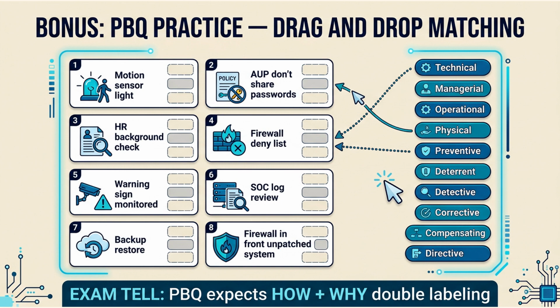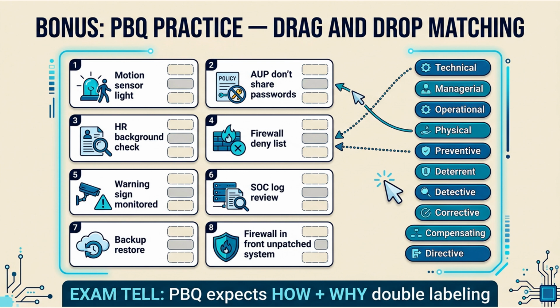Violators terminated. Managerial plus directive plus deterrent. 3. HR background check before hiring. Operational plus preventive. 4. Firewall deny list blocks bad IPs. Technical plus preventive. 5. Sign says monitored by cameras. Physical plus deterrent. 6. SOC analyst reviews logs daily.